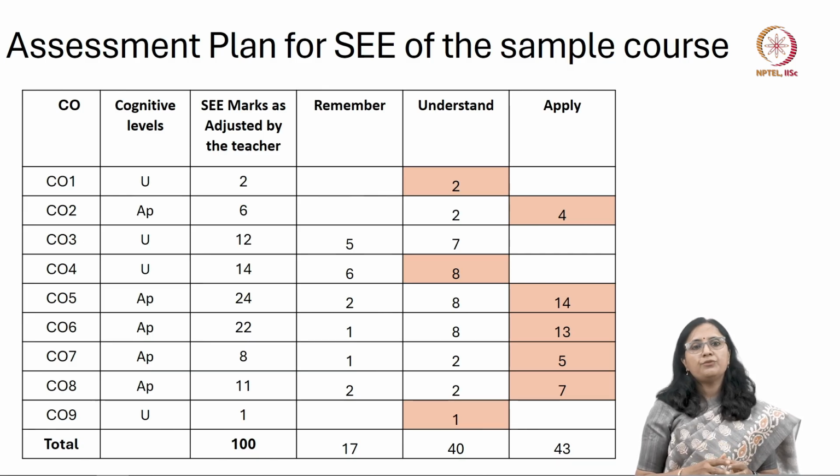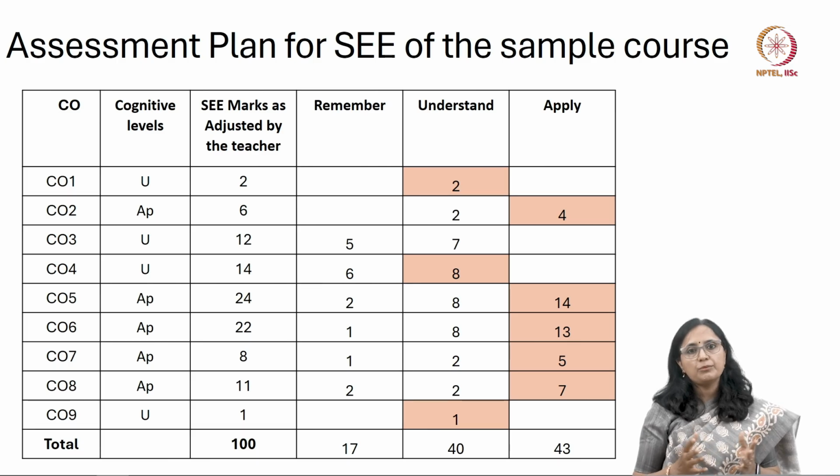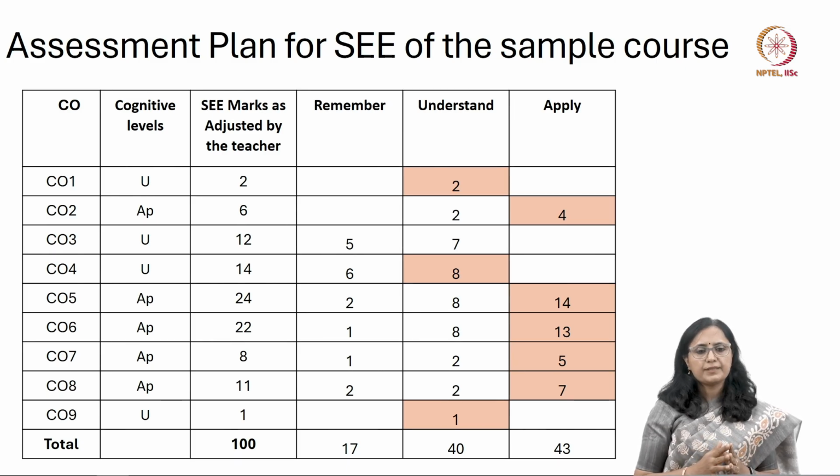One may also choose to design all questions from the apply cognitive level. But in such a scenario, there are chances that the prerequisite knowledge or the foundational knowledge related to a course outcome are not assessed fully. So it is always advisable to have some questions from the lower cognitive level also. It can range from around 30 to 40%.